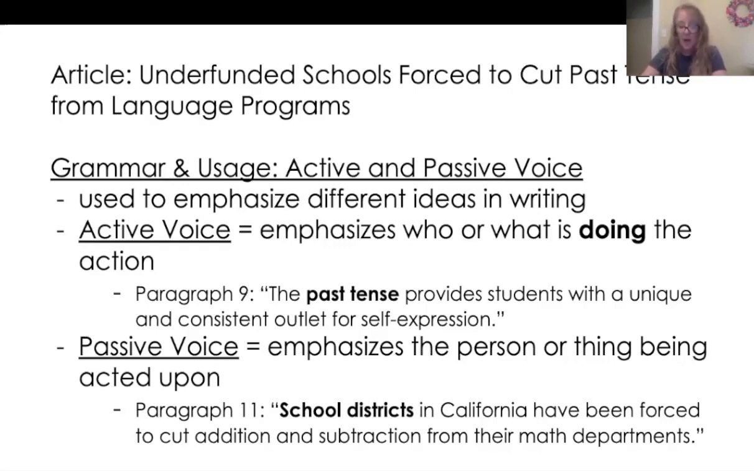Passive voice then is the opposite. It emphasizes the person or thing being acted upon. So in paragraph 11, the quote, "School districts in California have been forced to cut addition and subtraction from their math departments." So the verb there is have been forced, and what's been forced is the school districts. So the school districts are the recipients of the action. They're being acted upon instead of actually doing the action.